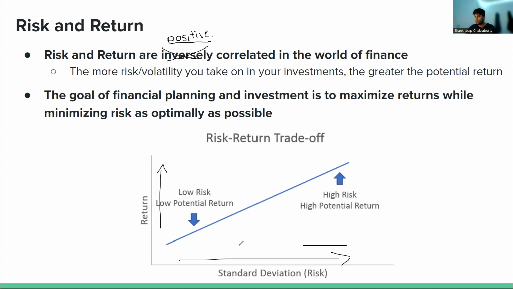And same thing. If risk decreases, so does return. Return is a function of risk, not the other way around. So risk is what you observe, and return is what you can deduce from that observation.